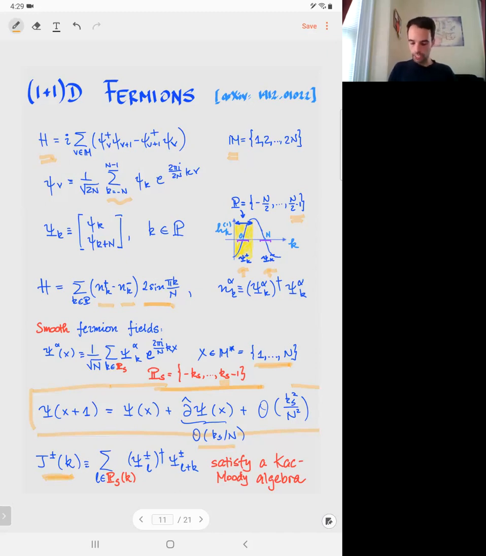I won't go into this calculation, but I just want to stress that it is these currents that satisfy the right Kac-Moody algebra with level 1. And not the, how should I say, not the microscopic ones, not the ones that you would normally have gotten if you just naively took the fermion density and momentum and Fourier transformed it. That would just give you a trivial Kac-Moody structure. That would not give you any non-trivial answer.